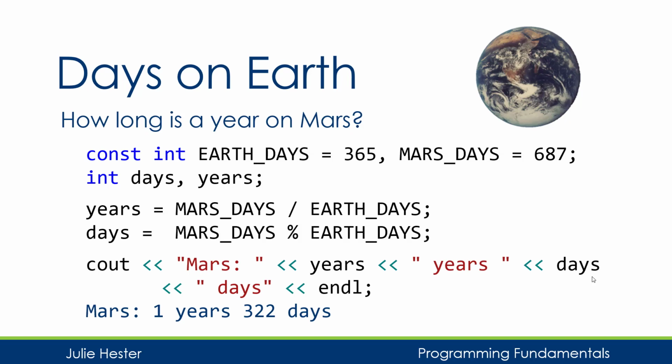So for Mars to complete its entire orbit and have a year on Mars, it's going to take one of our years and 322 days for that to happen. So it really is close to 2 years. Looks like it's short by 40-something days.